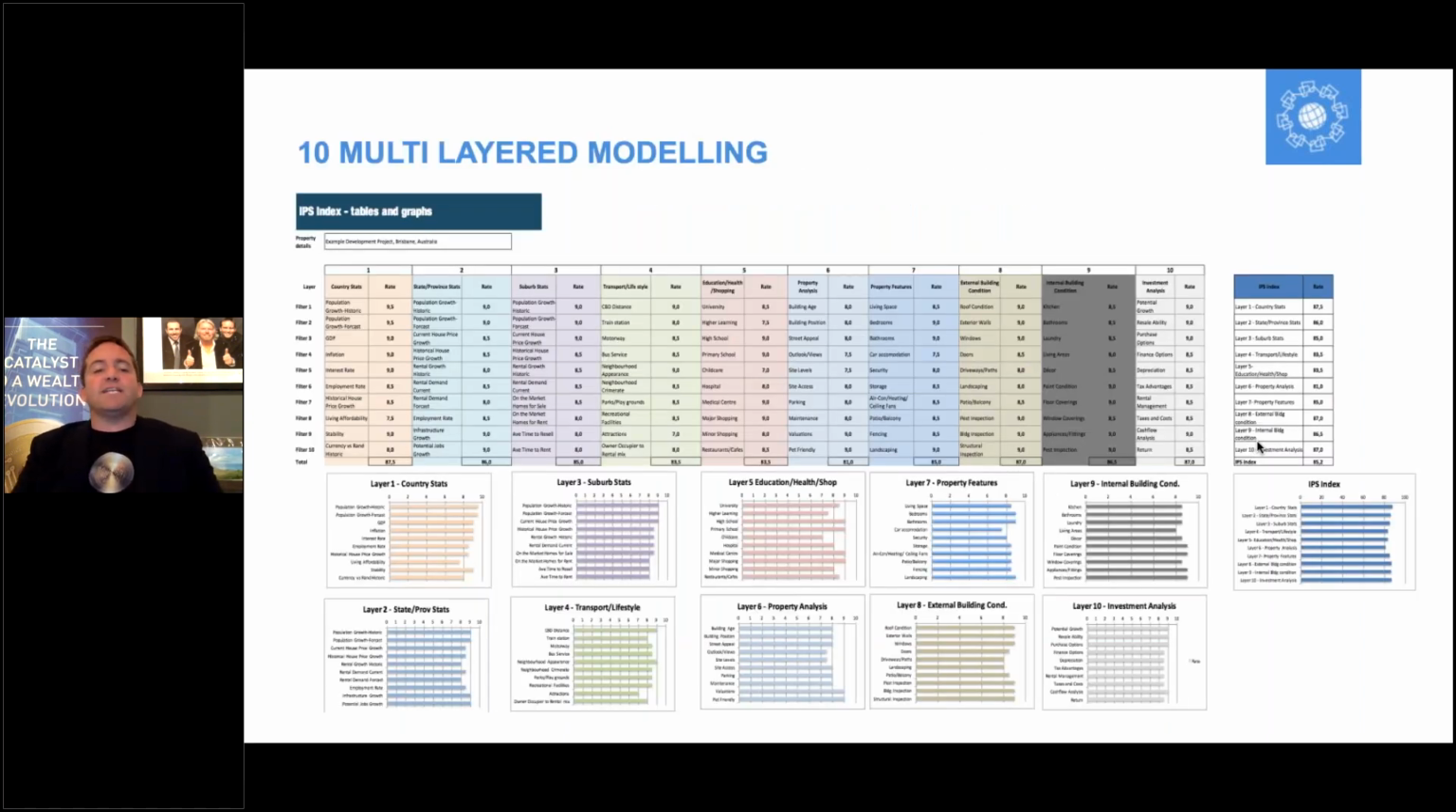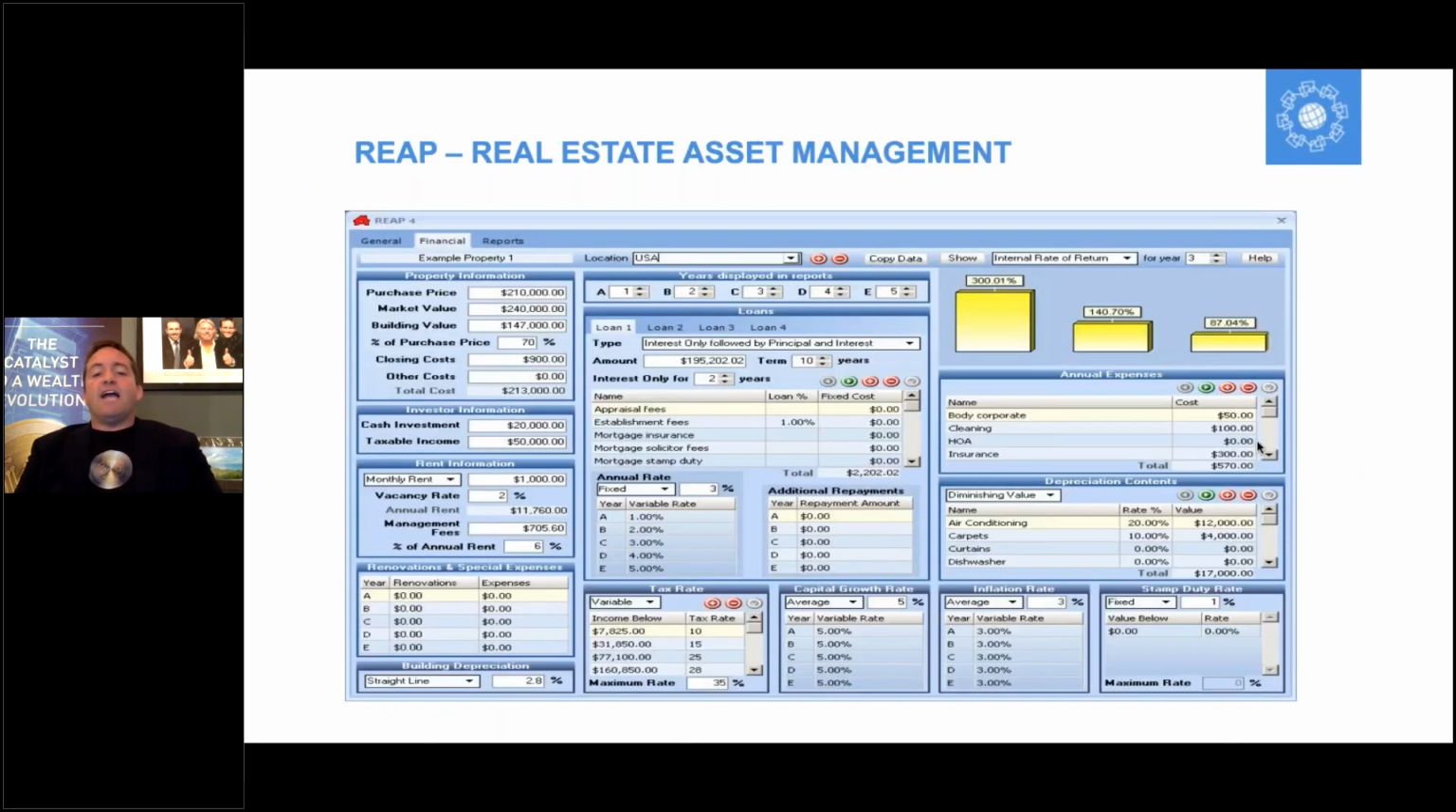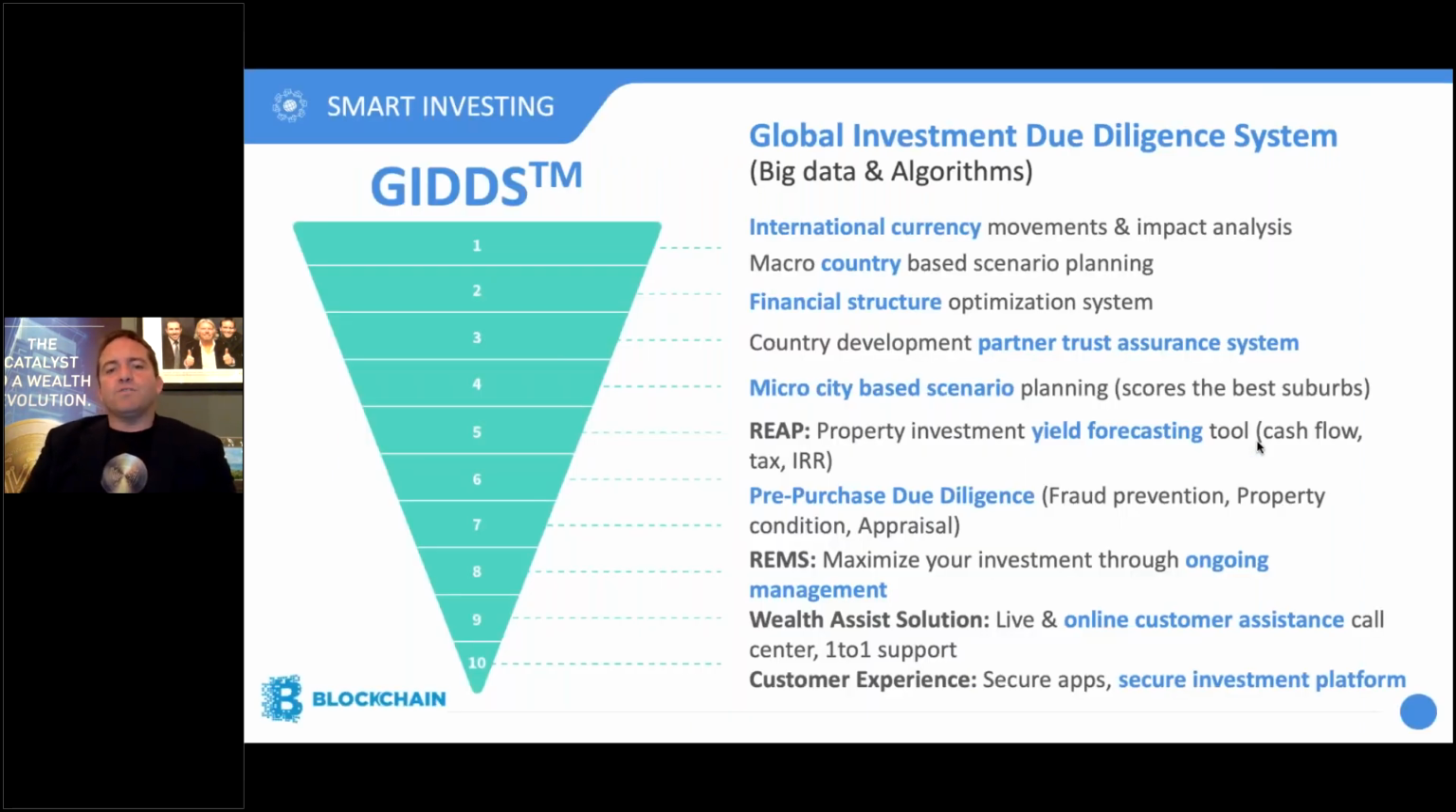Once you get down to that, there's a 10-layered multi-modeling system, which you can get much more accurate around the property and the facilities and the transport and everything else. And then you go down to the actual financial analysis of the property. What is the cash on cash return? What is the internal rate of return? And again, at the breakfast, I'll go into this in a lot more detail. And finally, we built that into a system, which we call our Global Investment Due Diligence System, or GIDS. And ultimately, it takes all the factors that I've just spoken about. So currency movements, macro, micro, financial structuring, how do you actually find the right partners, the due diligence, the ongoing management, et cetera.